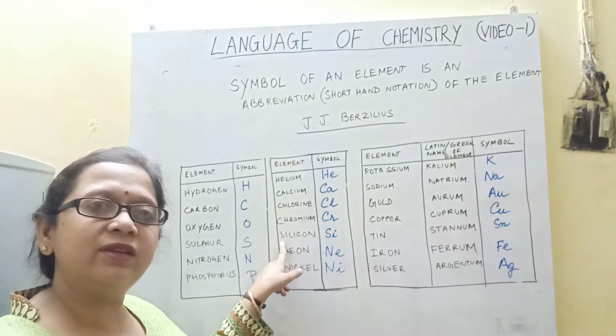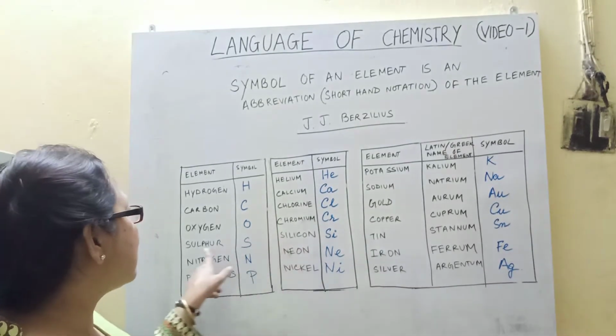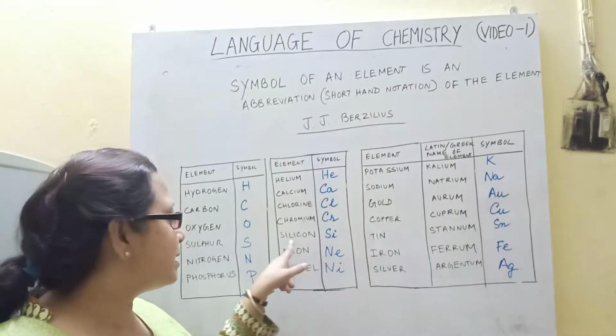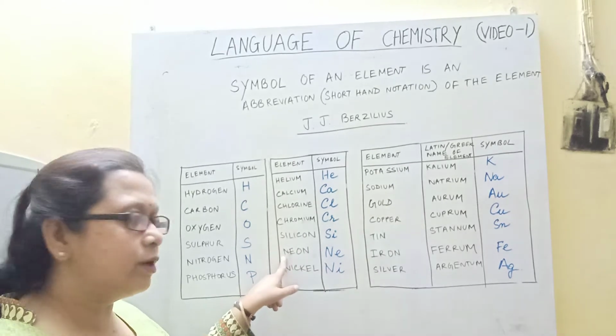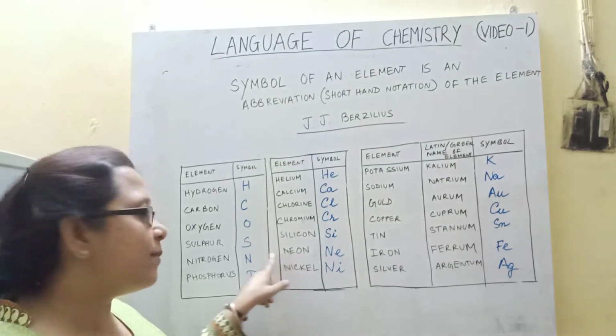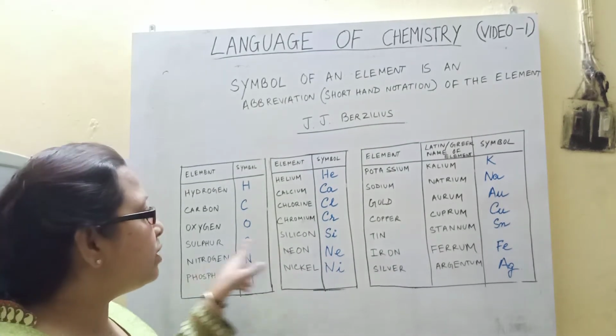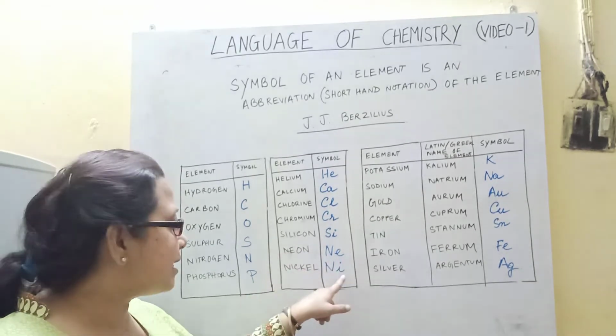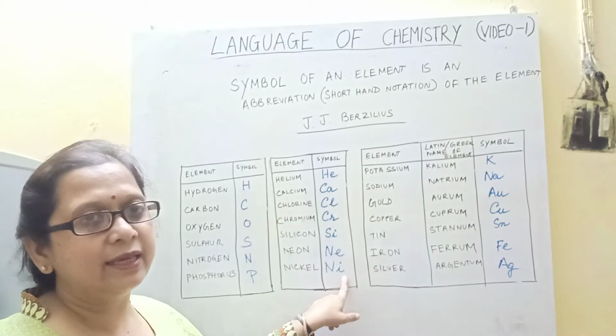Likewise, silicon, which also starts with the same letter as sulfur, we use Si to represent silicon. Neon, whose starting letter is the same as that of nitrogen, we use Ne to represent neon. And nickel, we use Ni.